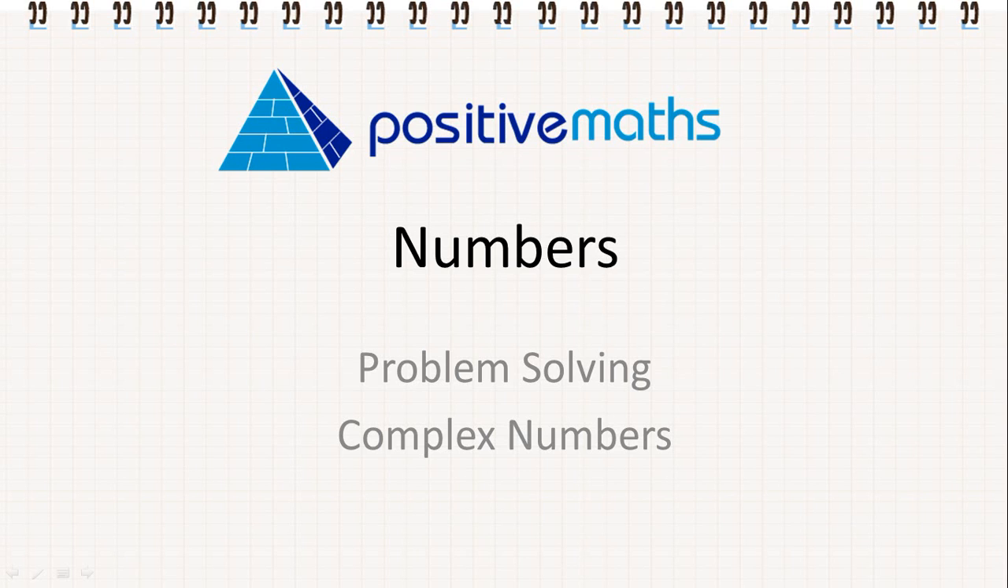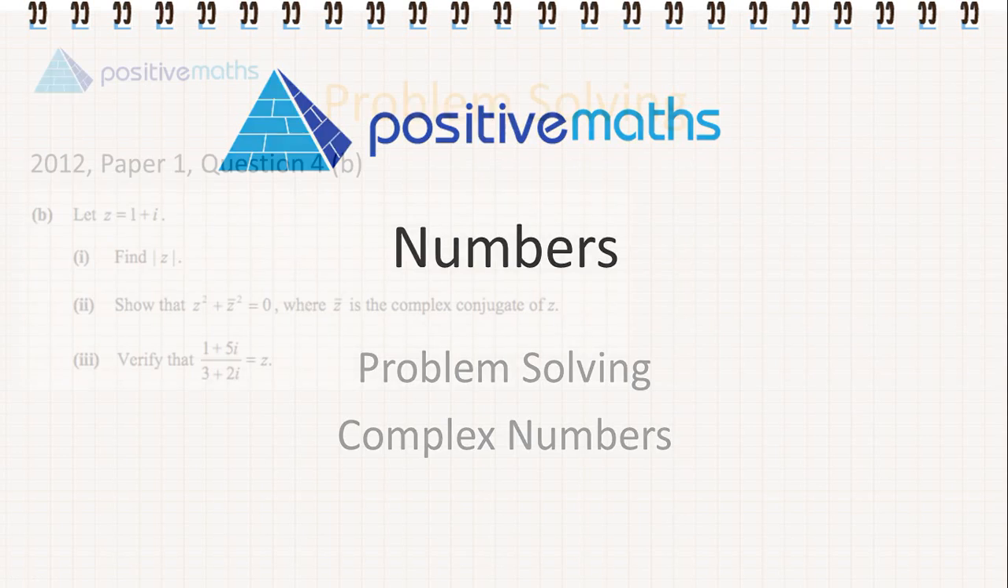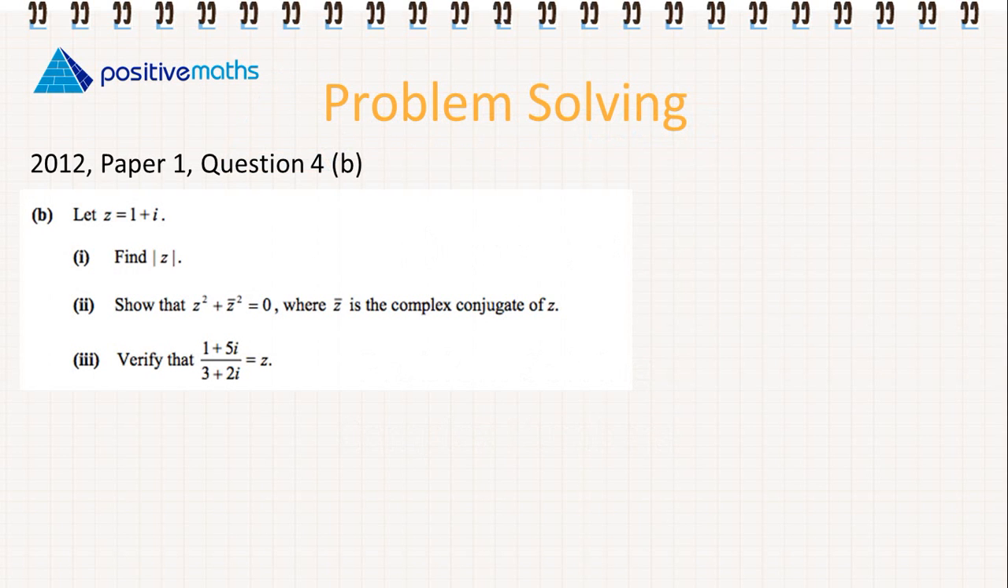In this video for Positive Maths, we're going to look at an exam question involving complex numbers. So this is from the 2012 paper. It's paper 1, question 4, part B. Before we start this question, I'm going to outline some of the key things that we need to know.